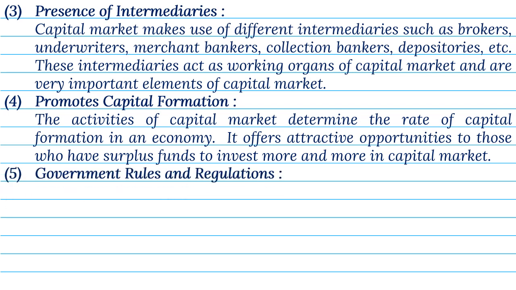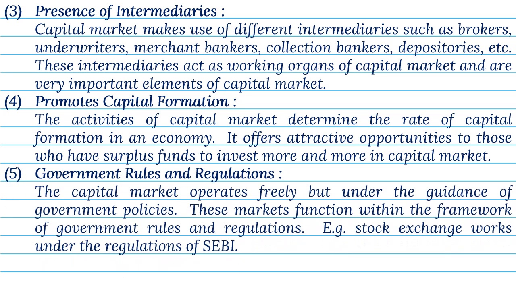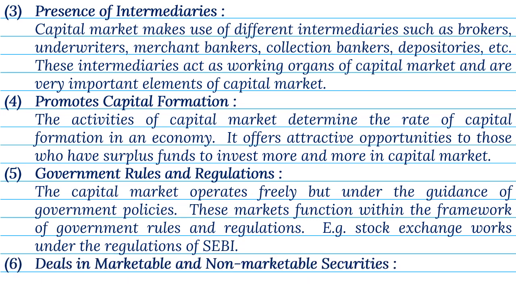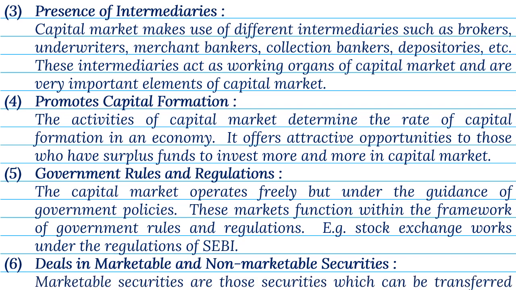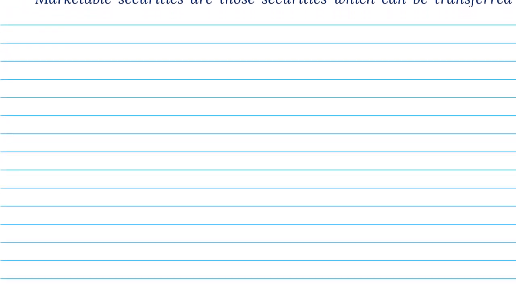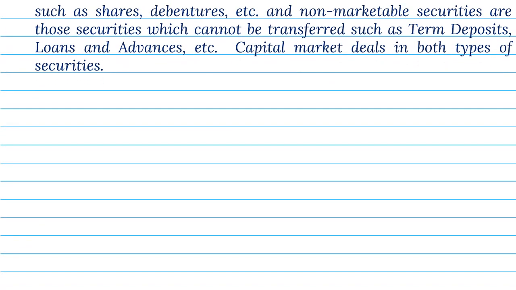5. Government rules and regulations. The capital market operates freely, but under the guidance of government policies. These markets function within the framework of government rules and regulations. For example, stock exchange works under the regulations of SEBI. 6. Deals in marketable and non-marketable securities. Marketable securities are those securities which can be transferred.